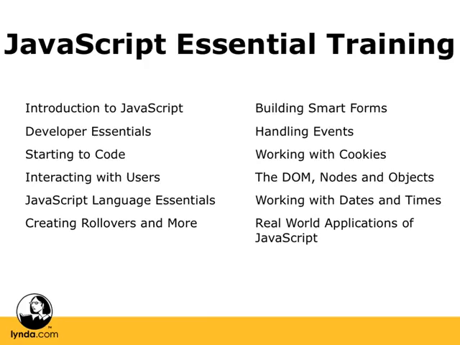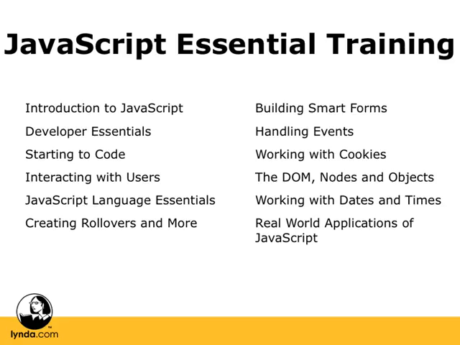This is JavaScript Essential Training, and in this course, these are some of the topics that we're going to be covering. In the Introduction to JavaScript, we're going to talk about what JavaScript is and is not, and what Ajax is and is not. In Developer Essentials, we'll be covering everything from what tools you'll need and what tools are handy to use, how much HTML and CSS you need to know, and we'll cover objects, variables, and events.